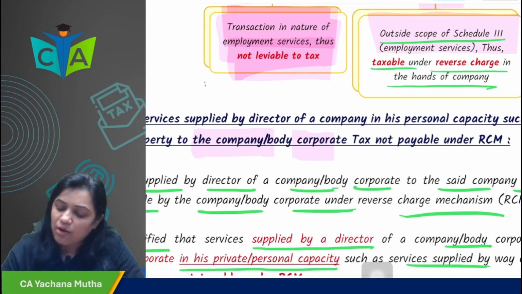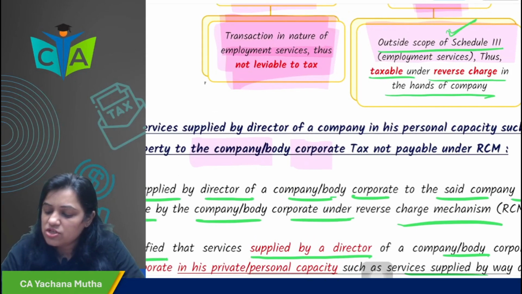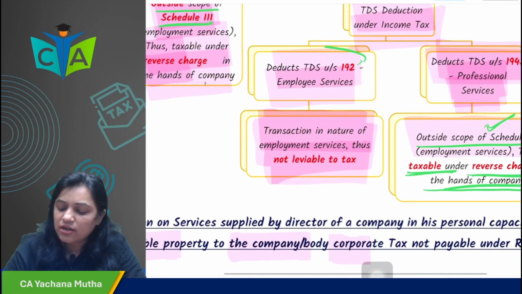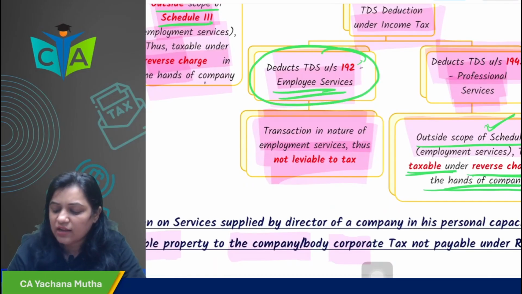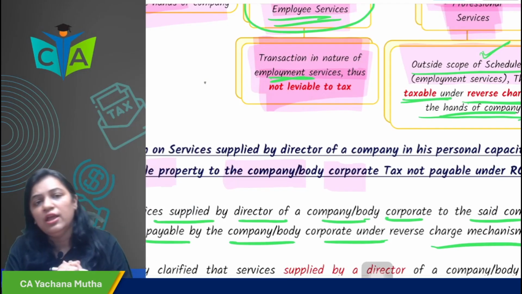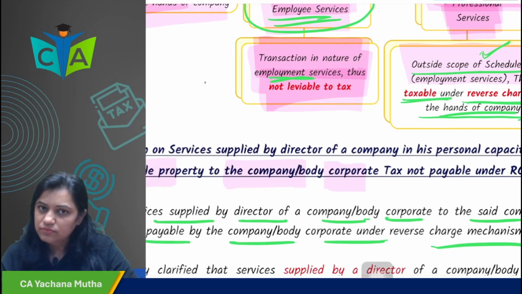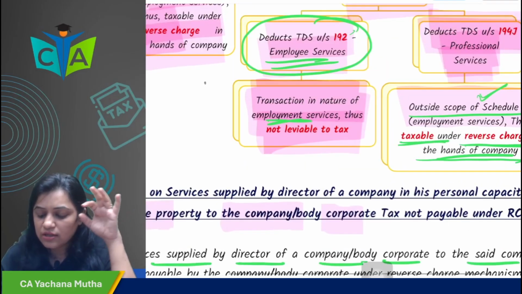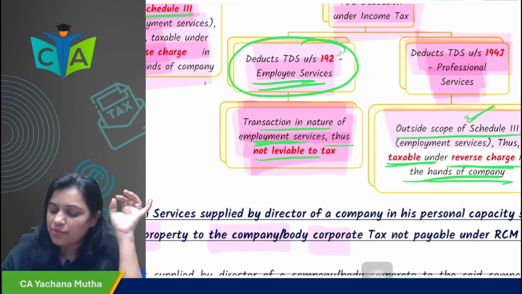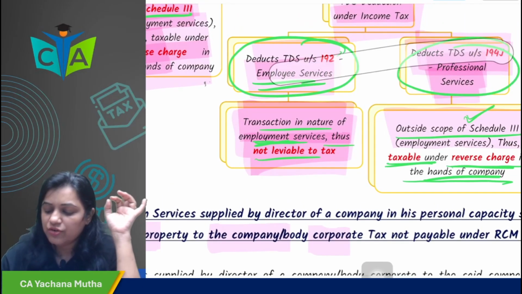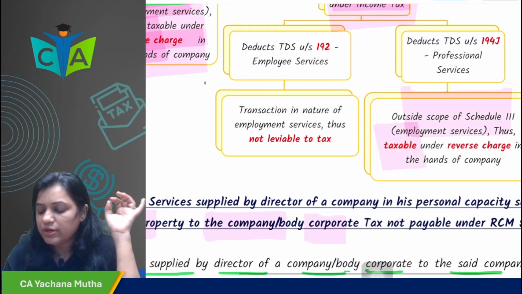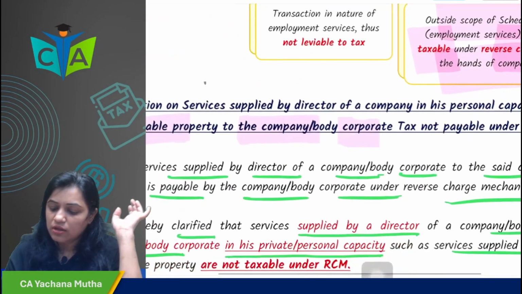So if something is outside Schedule 3, it is taxable, and if it is taxable, it is under reverse charge. But if TDS is deducted under Section 192, employee service category, then it is in the nature of employment service, so it is hit by Schedule 3 and not leviable to GST. But if it is a professional service category, it is outside Schedule 3 and it will be taxable under reverse charge in the hands of the company. So I hope it is clear.